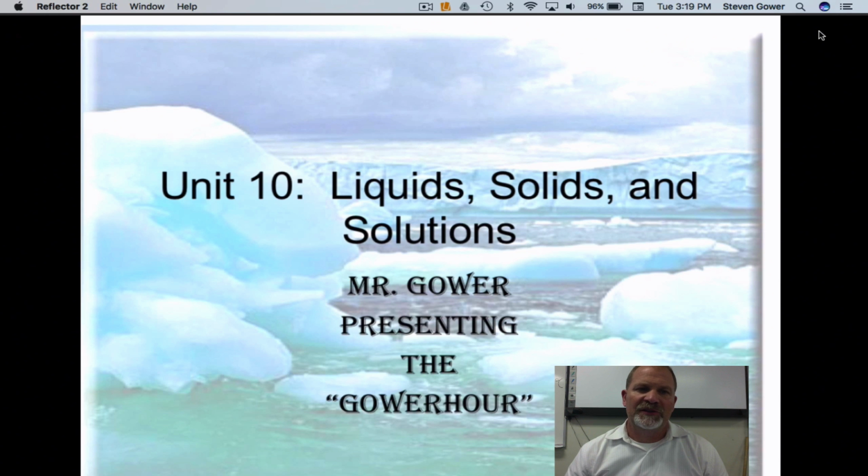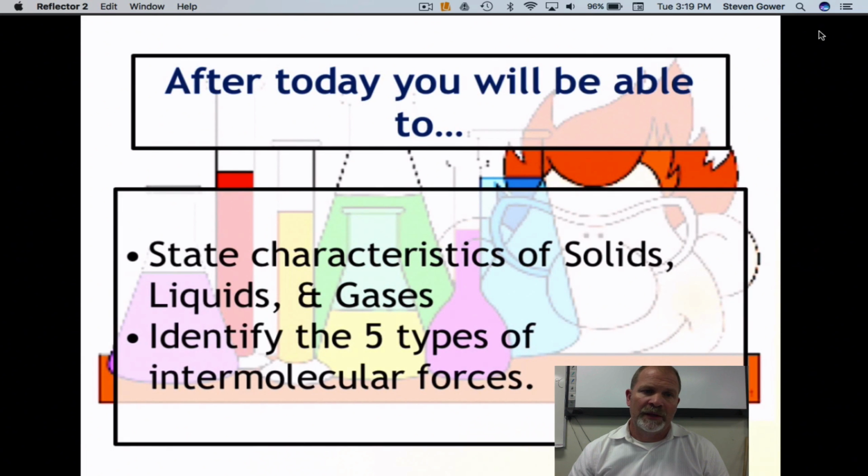This is the next unit, Unit 10. We're talking about liquids, solids, and solutions. So the first thing we talk about today is the states of matter. We'll be able to state the characteristics of solids, liquids, and gases, and then identify the 5 types of intermolecular forces.